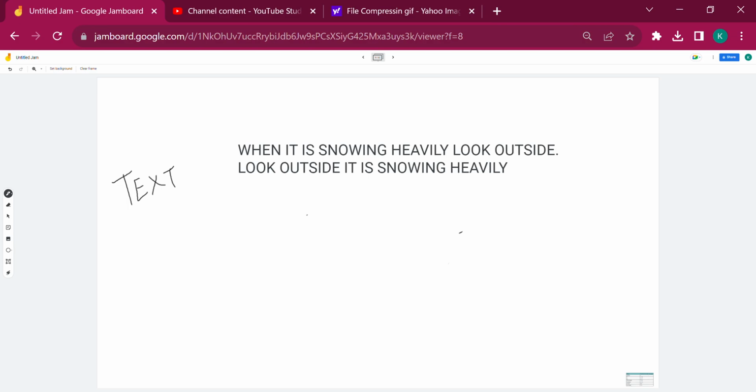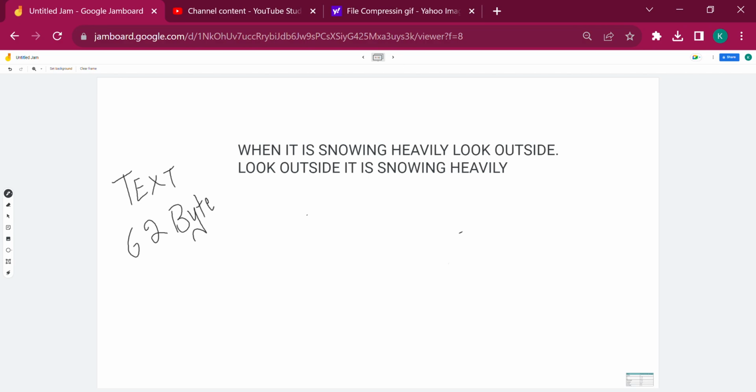For example, we have this text: "when it is snowing heavenly, look outside, it is snowing heavenly." So this is our text. What do we need to do? First of all, I have already counted the number of characters in this data. There are 62 characters in this data, and for each character we require 1 byte. So there are 62 bytes to store this whole text.